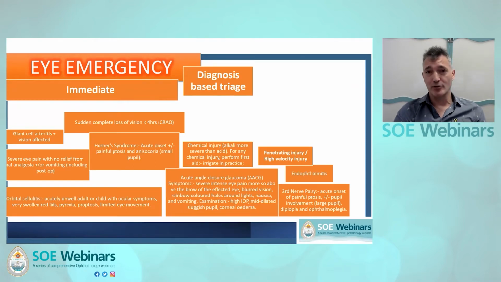Now, the two main types of triage system, you've got a diagnostic-based triage system, and these are for immediate emergencies. I haven't got time to go into intermediate or urgent, but generally speaking, you have to have a lot of knowledge to use a diagnostic-based triage system. Now, you need to know what giant cell arteritis is. You need to know what central retinal artery occlusion is. You need to know acute glaucoma, double vision, endophthalmitis. You need to know about chemical injuries, orbital cellulitis. This needs a lot of knowledge and training to be able to operate a diagnostic-based triage system.